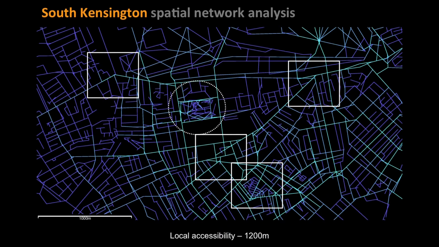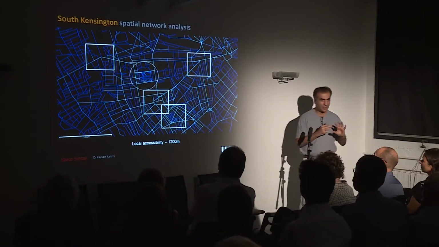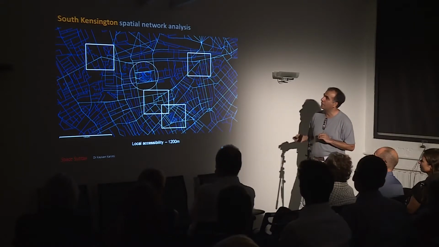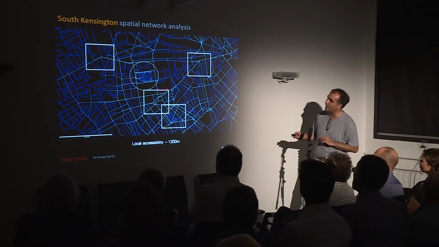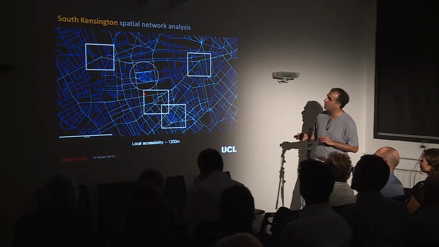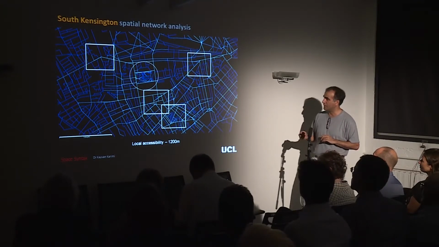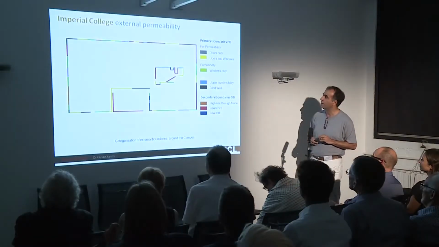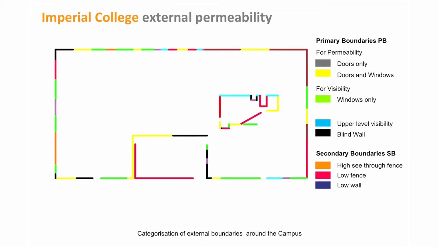If you increase a little bit the scale of the analysis or the radius of the analysis at 1,200 meters, you see that these local areas kind of overlap and they link with each other to create a really nice sequence of local systems that the campus can benefit from. The Kensington High Street, Old Brompton, Knightsbridge, and so on. Sorry, this is South Kensington. This is Old Brompton.